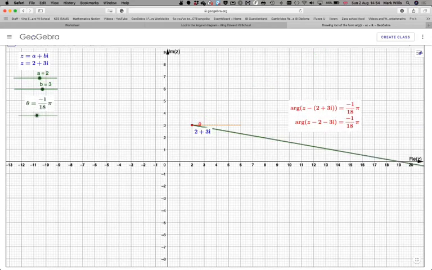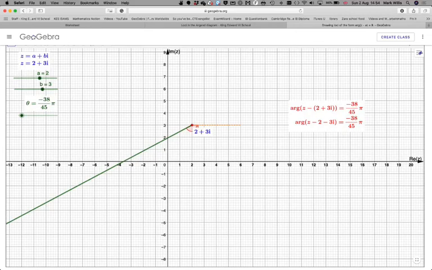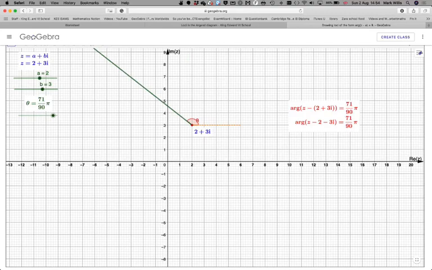Again, don't forget the angle can be somewhere over here if you wanted it to be. There you go, that's minus 5 pi over 6. Or it could be all the way over here, that's 7 pi over 9.